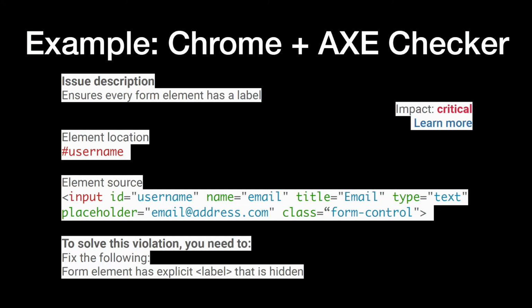So moving on to the next slide, let's examine the output of running the Axe checker. We get a nice clear description of what the issue is. It says, ensure every form element has a label. Then it says impact critical with a link to learn more on Deque's website with some nice remediation techniques. It gives you the element location, so the ID of the element that's causing this violation. And it's even giving you the HTML of the element source. So I can see that it's an input element, and sure enough, it looks like it's probably unlabeled.